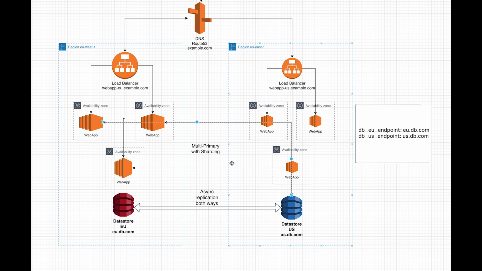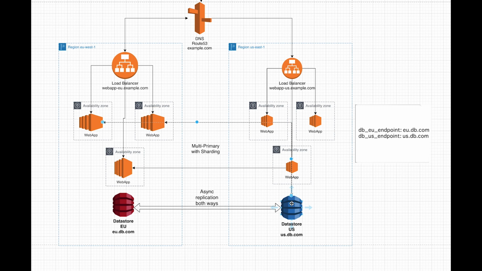Only downside, of course, the EU web apps will suffer from increased latency because they have to make requests to the US-based data store. And potentially, this US data store will become very busy because it's now serving potentially double or more than double of the traffic.